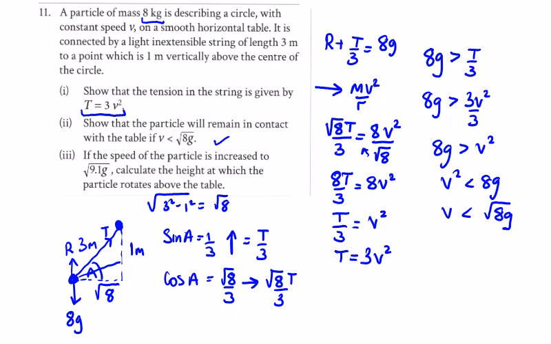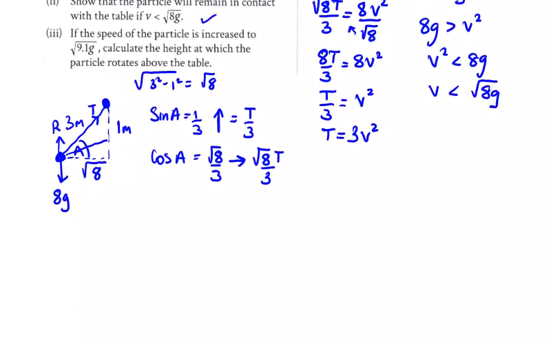And then if the speed is increased to root 9.1g, calculate the height at which it rotates. So it's moving up off the table. So just create this diagram. The string is still 3, it's just up a bit higher. We have a, we have T, so this is going to be T sine a. And actually I might just show it in terms of x and y. This is y and this is x.